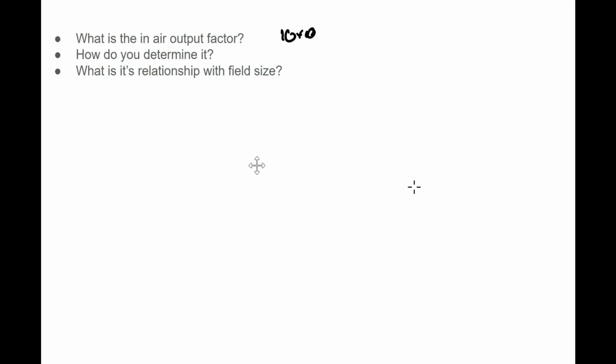So we've just got our output. So I'll put our D divided by D of a reference field size. So simply, that's all it is. Now note, in the total scatter factor, which is SCP equals SC times SP, that factor is SC. So that's what we're talking about, the in-air output factor there.